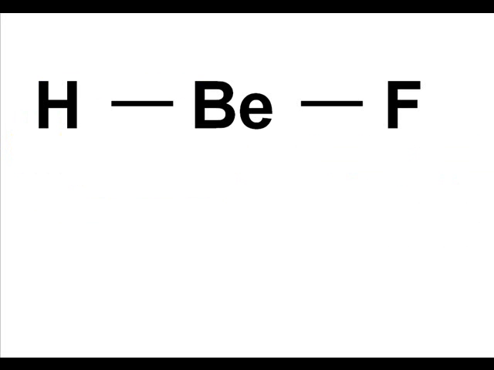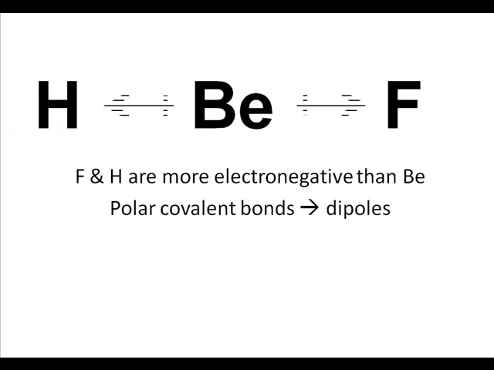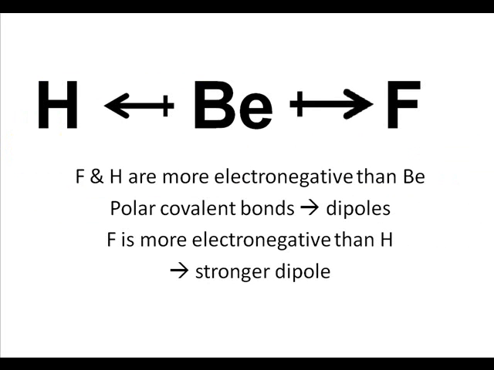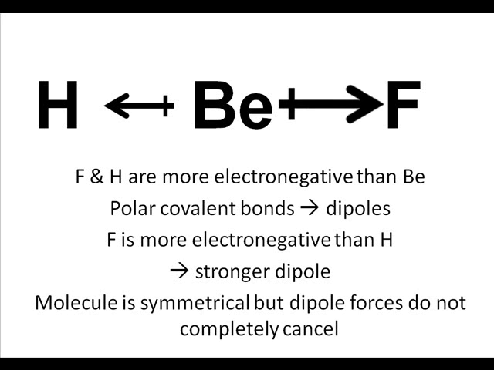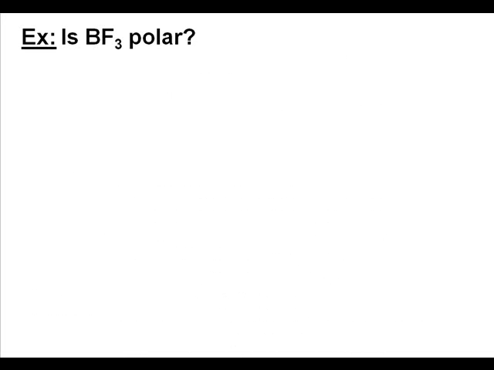Now what we have here is this. F and H are more electronegative than Be. So we do have two dipole bonds. However, F is more electronegative than H. It's a stronger dipole than the hydrogen. The result is the two dipole forces do not cancel themselves out completely. And therefore, the molecule is in fact polar because the strength of the fluorine is greater than the strength of the hydrogen. Now, what about BF3?